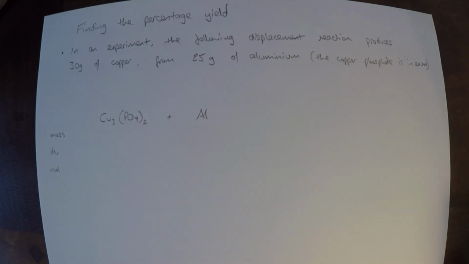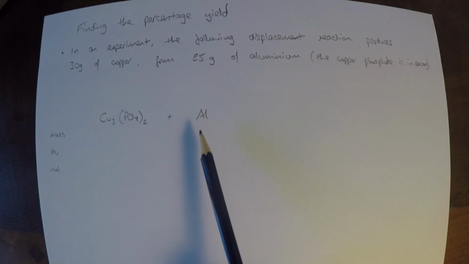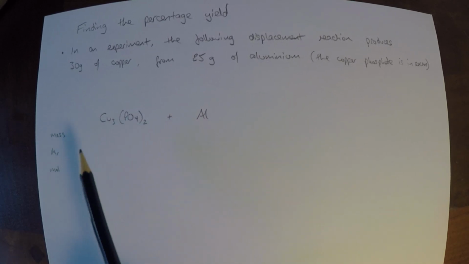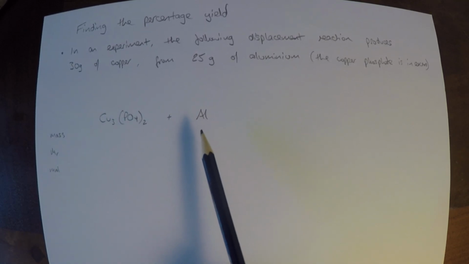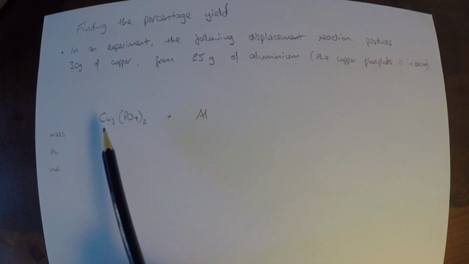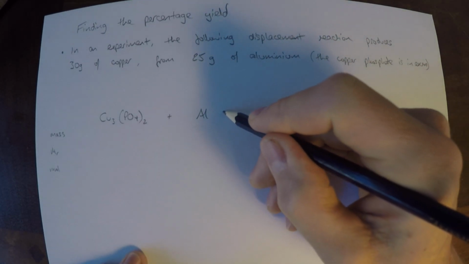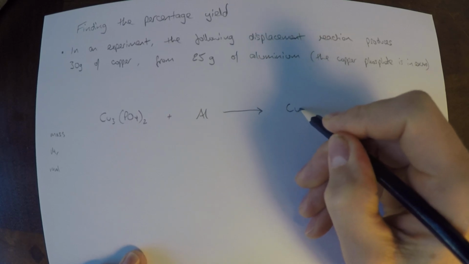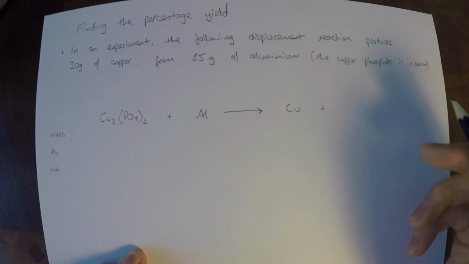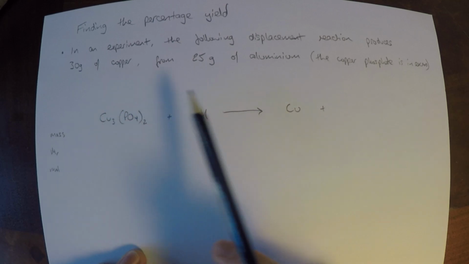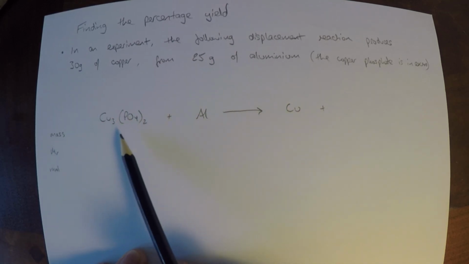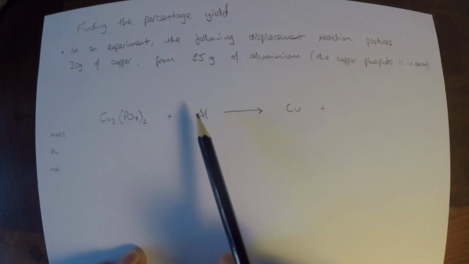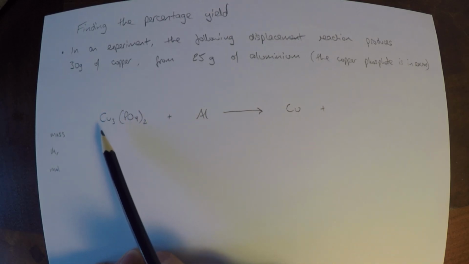The first thing that you'll need to do in this sort of reaction is to balance the chemical equation. So here we have copper phosphate reacting with aluminium. Now we know that aluminium is a more reactive metal than copper, so aluminium is going to be able to reduce the copper and displace it out of its compound. And from the question, we already know that we will be producing copper as one of our products. The other product that we will be making, since the copper is being reduced, is going to be the phosphate of the aluminium, since the aluminium is going to have to be oxidized in order to reduce the copper.